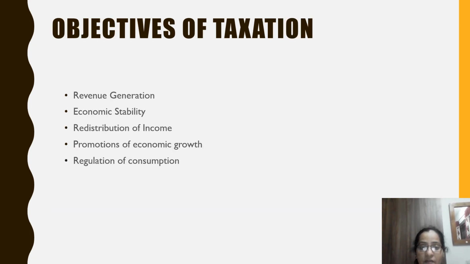What are the objectives of tax? First one, revenue generation. Through tax collection, the government collects the revenue for essential public services, roads, railways, etc. Then, to balance the economic stability, the tax collected from individuals is used for the growth of the economy in the country, redistribution of income, promotion of economic growth, and regulation of consumption.